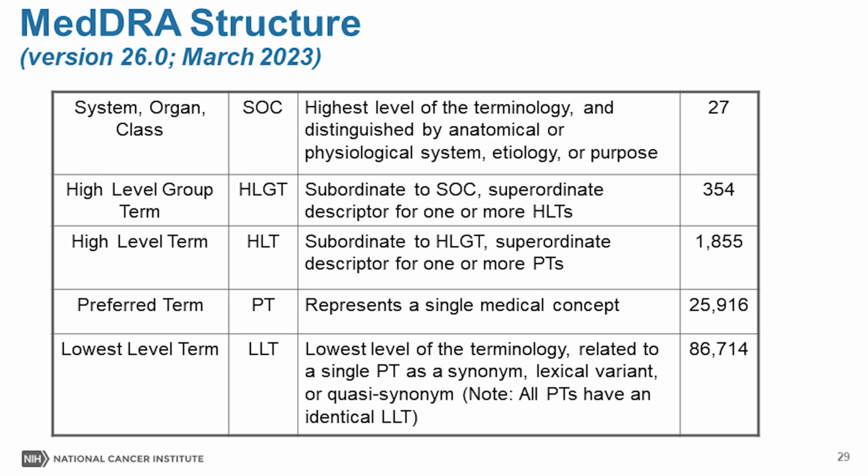There are 5 levels to the MedDRA hierarchy, arranged from very general to very specific. The first, highest level is called a SOC, or a system organ class, for which there are 27 in the version 26 that was released in March of 2023. These are the highest level of the terminology, and they're distinguished by anatomic or physiological systems, such as infections or infestations, or purposes such as surgical or medical.